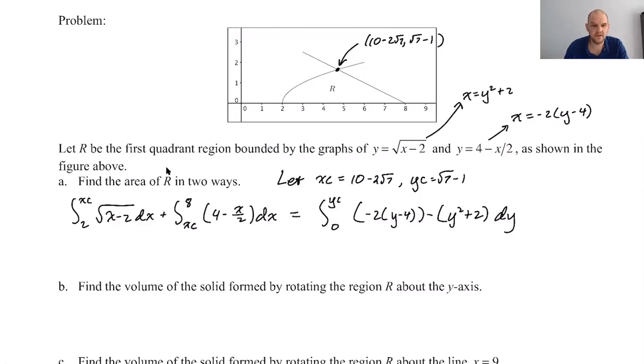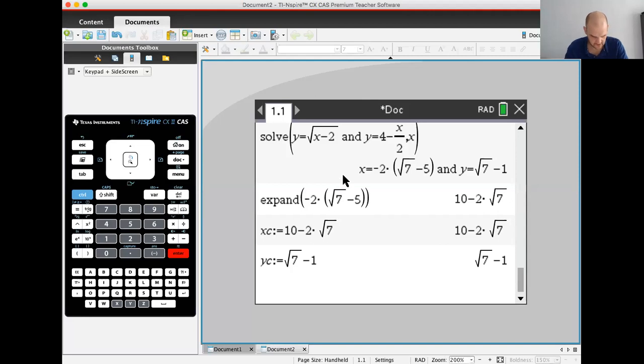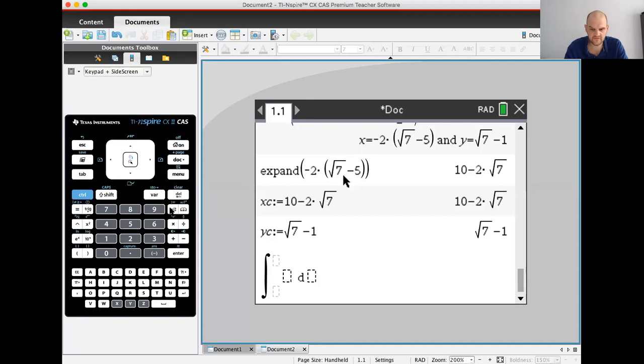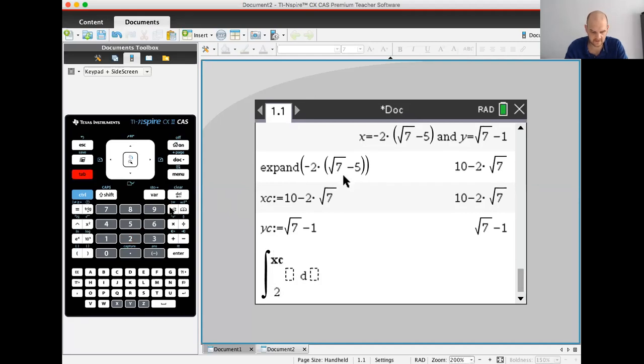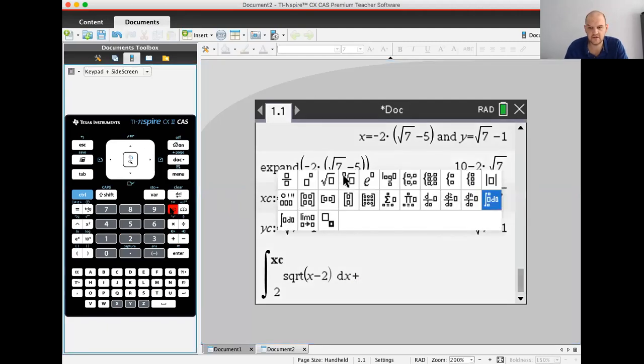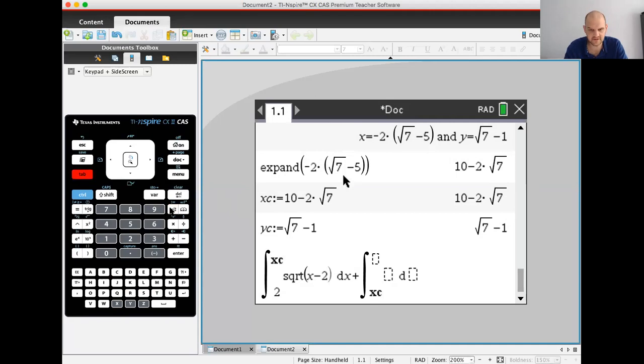So let's see, switch in. Okay, so integral, we'll use templates. The integral from 2 to xc of square root of x minus 2. I should probably store that, by the way. I'm probably going to pay the price later on for not doing that, but I haven't done it yet. Then 8, 4 minus x over 2 dx.